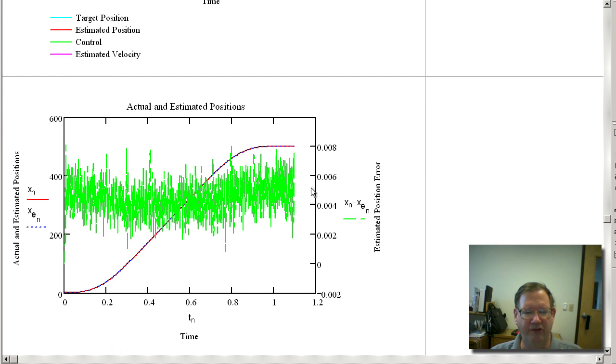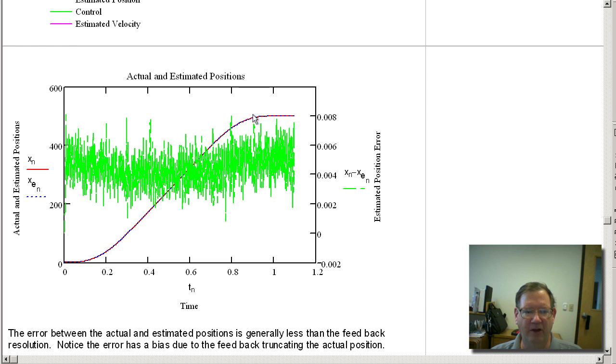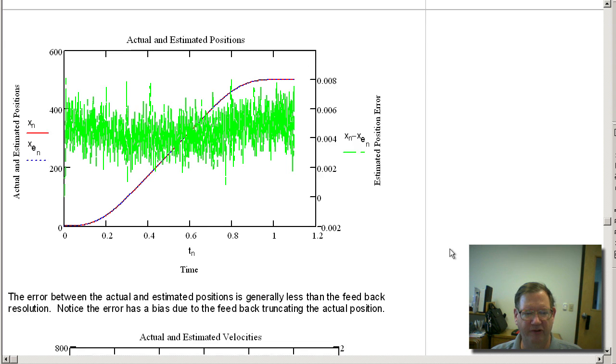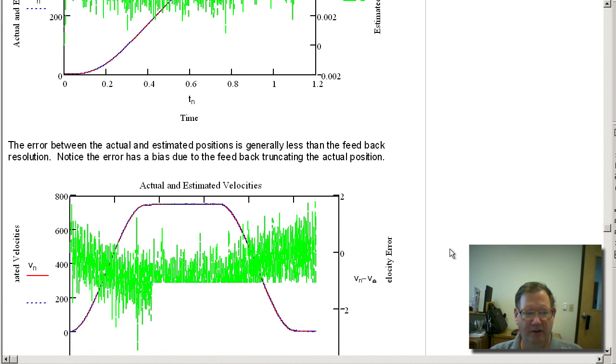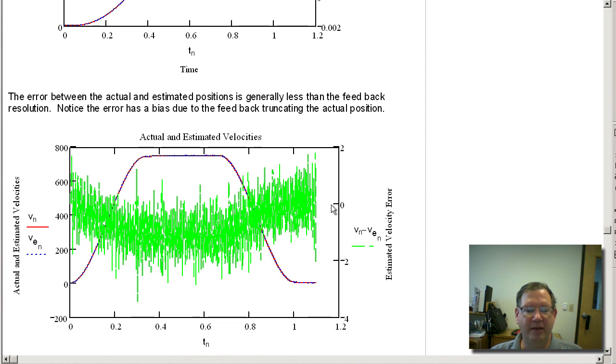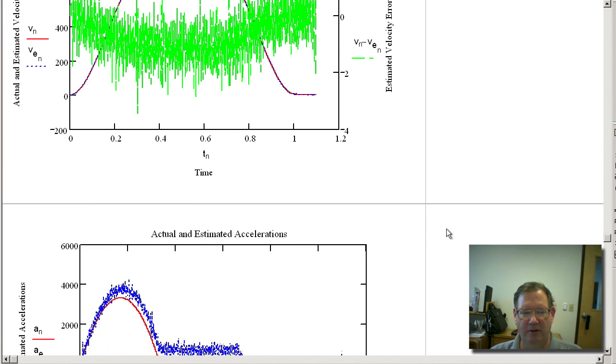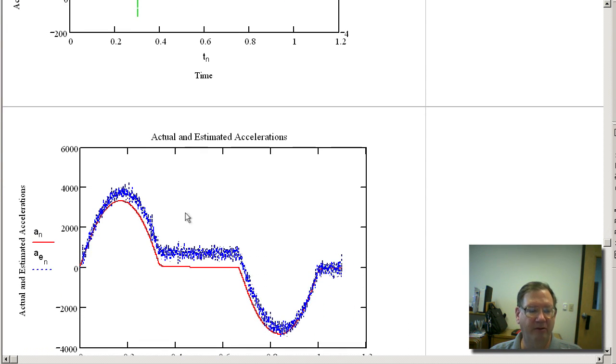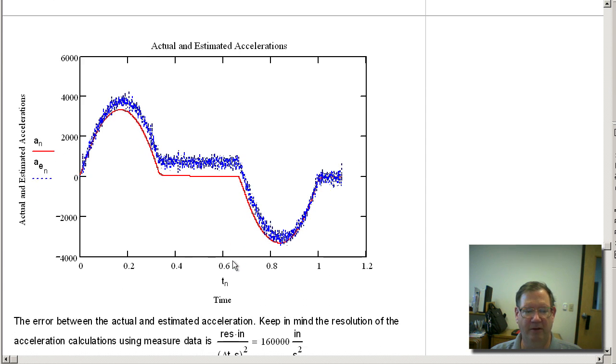You can see that's quite nice here. My estimated positions are very good. Remember, this is 0.01 here for my estimated positions. This was 40, and you can see I'm within 2. This was 40,000, and you can see that I'm very accurate here.